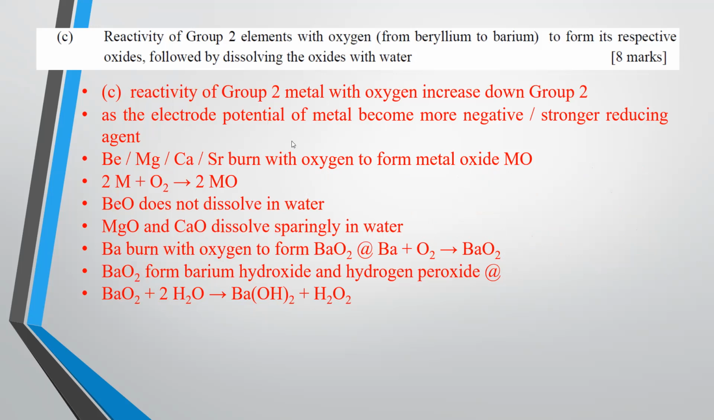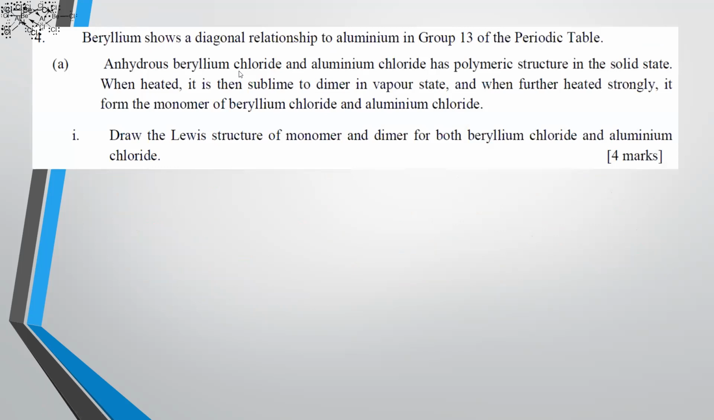Then we go to question number 4. Beryllium shows a diagonal relationship with aluminium in group 13. Anhydrous beryllium chloride and aluminium chloride have a polymeric structure in solid state. When heated, they sublime to the dimer in vapor state, and when further heated strongly, they form monomers of beryllium chloride and aluminium chloride.